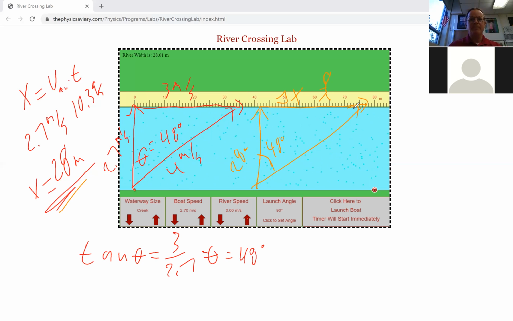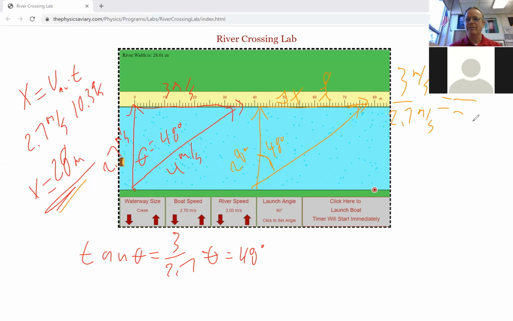I can say 3 is to 2.7 meters per second as proportional to the change in position sideways as the change in position across the river, 28 meters. So I solve for x, in meters. So really all I have to do is 3 times 28 divided by 2.7, shbang, 31.